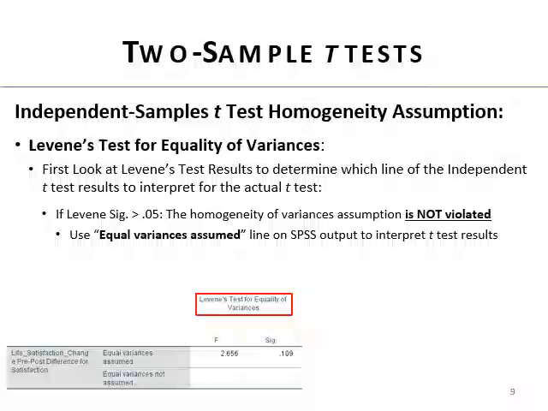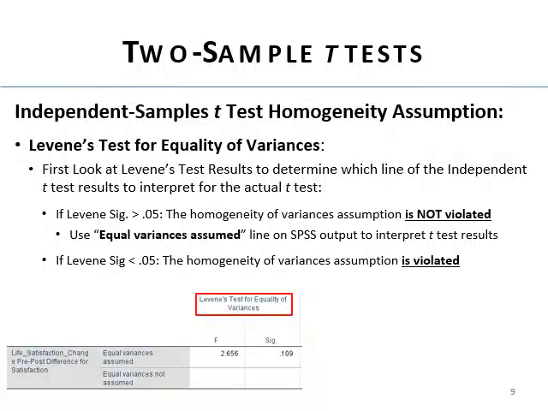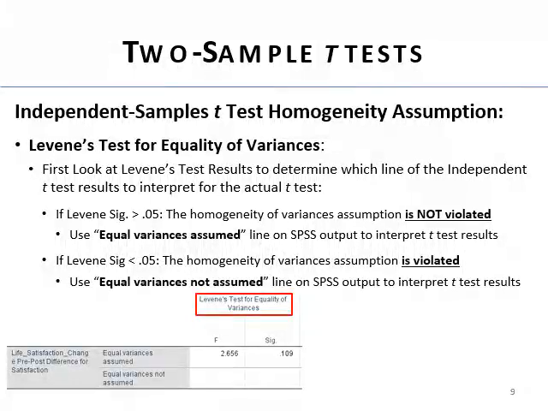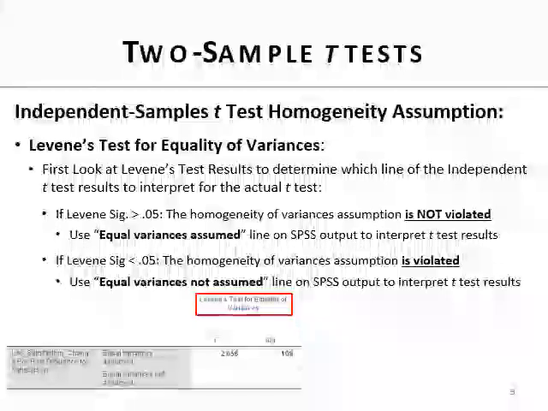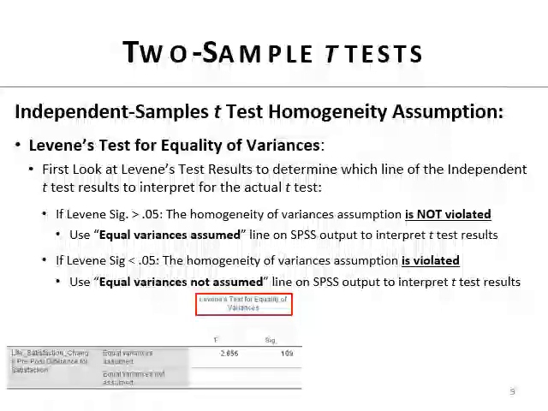What happens if that sig is less than 0.05? Well, you violated the homogeneity of variances assumption. And so what you want to do is drop a line and read the equal variances not assumed line of the t-test results. So it's not that big of a deal, right? It's just a road sign that says keep going. If it's greater than 0.05, you just keep going. If it's less than 0.05, drop a line and keep going. So not too bad. So here we've got a sig for our Levene's of 0.109.